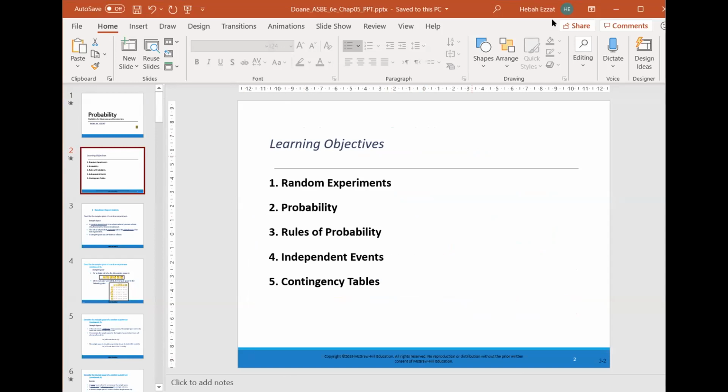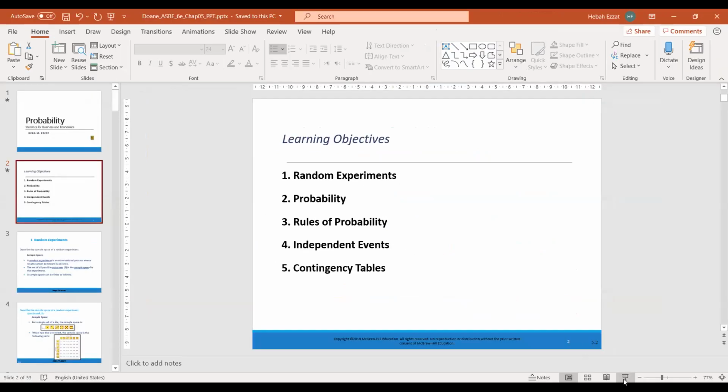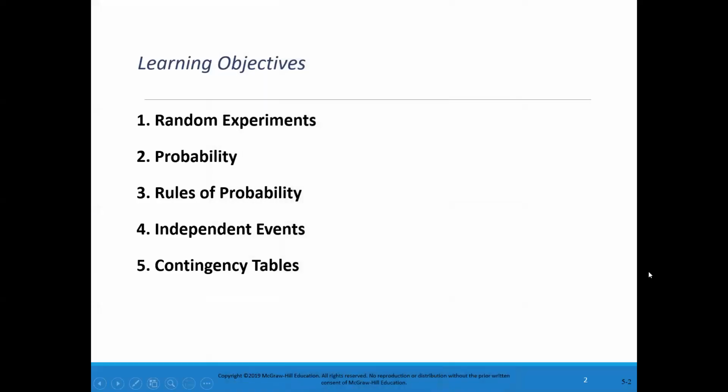Okay, so in today's lecture, we will start with the probability. Do you see the screen? It's the PowerPoint screen.